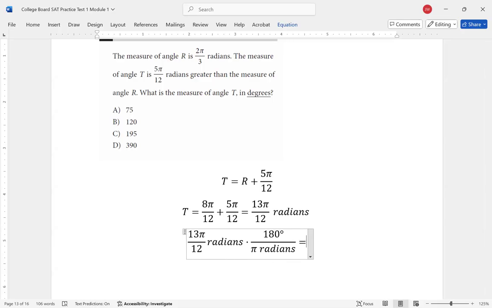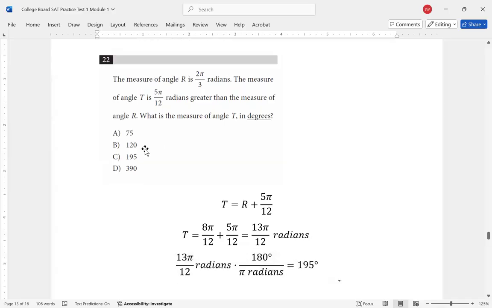And so you can do that on your calculator, 13 times 180 divided by 12. The pi's cancel each other out, and we end up with 195 degrees as the measure of angle T. So the measure of angle T in radians is 13 pi over 12. The measure of angle T in degrees is 195 degrees. And therefore the answer to question 22 is C, which is 195.